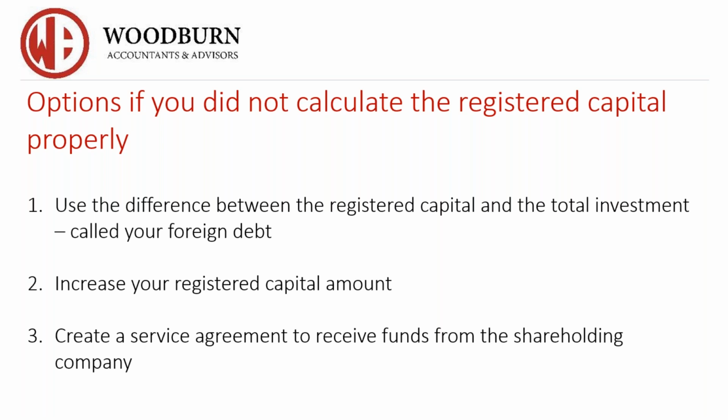The simplest is you can increase your registered capital amount. Remember, that also increases your liability. So you have to go through a pros and cons checklist of whether that makes sense for you. The third is you can also create service agreements, preferably that are true and valid, to receive funds from the shareholder.